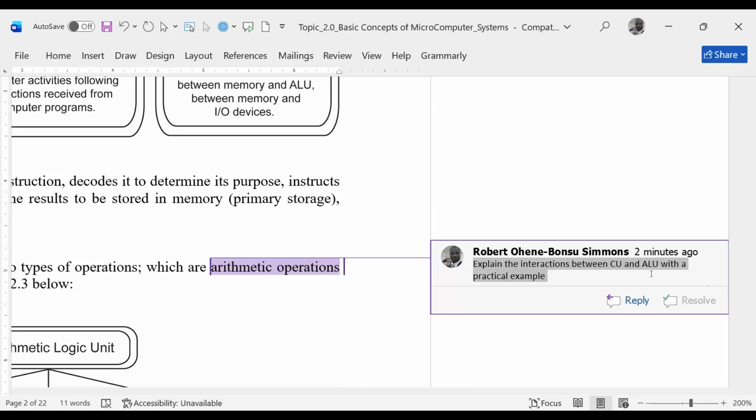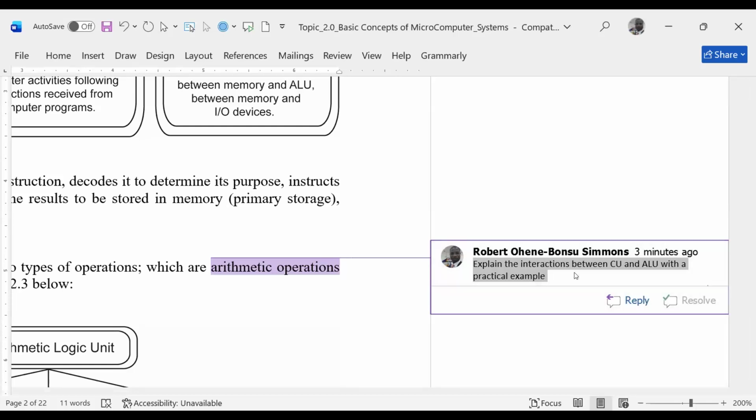Explain the interaction between the two. First, you need to define what is called the CU. The next one, what? ALU. Then after that, you explain how these two components work together. Then you give an example. Do you understand the CU? Yes, sir.